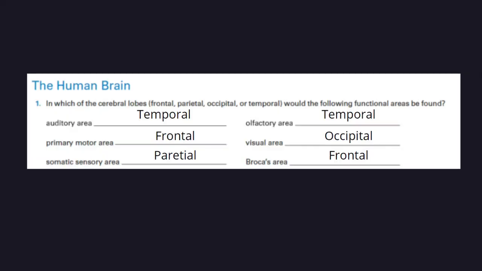The human brain. Number 1. In which of the cerebral lobes, frontal, parietal, occipital, or temporal, would the following functional areas be found? Auditory area, temporal. Primary motor area, frontal. Somatic sensory area, parietal. Olfactory area, temporal. Visual area, occipital. Broca's area, frontal.